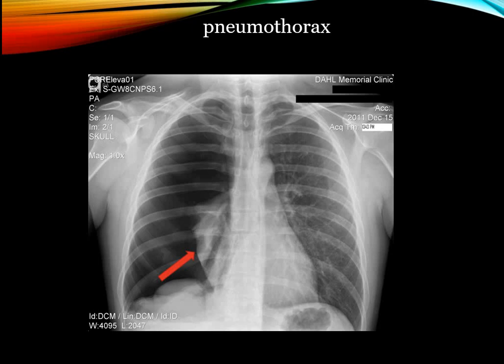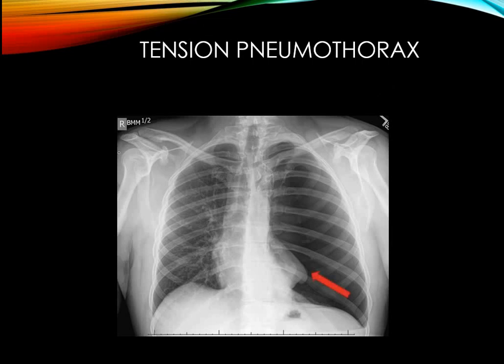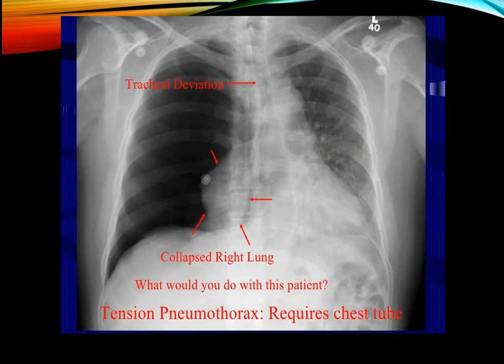طبعا this is a large pneumothorax وأيضا نسميه tension pneumothorax. Tension pneumothorax هو pneumothorax associated with the mediastinal shift to the other side. Another example of the tension pneumothorax, and again red arrow is pointing to the collapsed lung. Another example of the pneumothorax, and he is asking what would you do with this patient? The answer is that the patient requires emergency chest tube insertion.